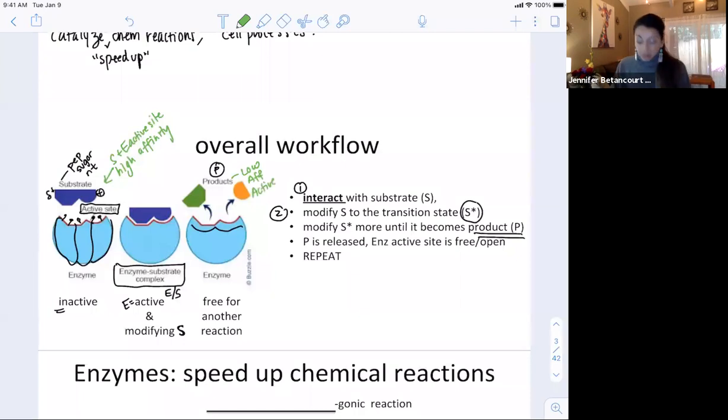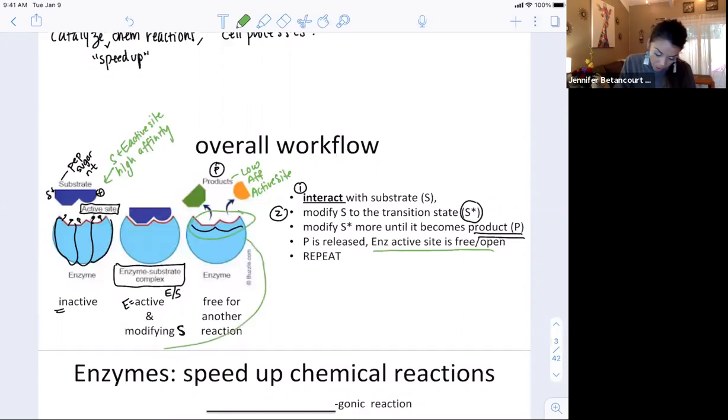And because it has a low affinity, products are like, peace, I'm out. You're not attractive to me anymore. I'm going to go away. But the enzyme's like, that's fine, no worries, because my active site is open and I can go hang out with another substrate again if I need to. If the cell needs me to do that, I'm here for that. Okay, so the active site is open again once the product leaves, and the process can repeat.